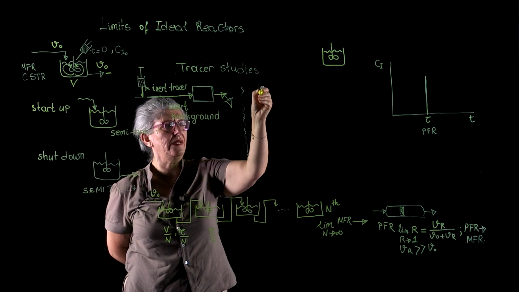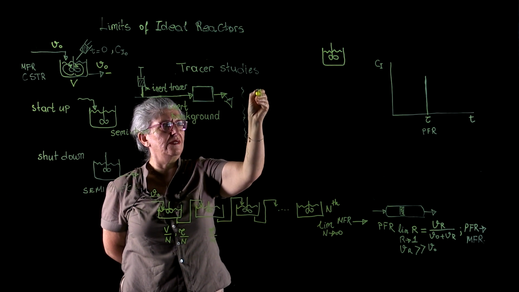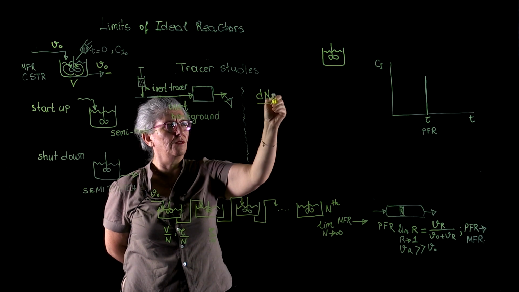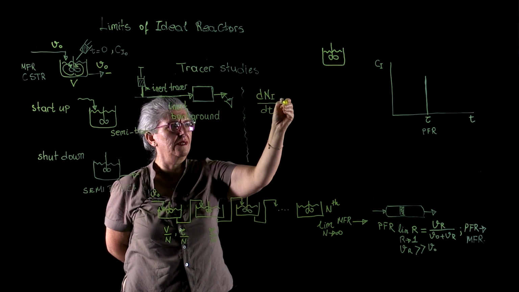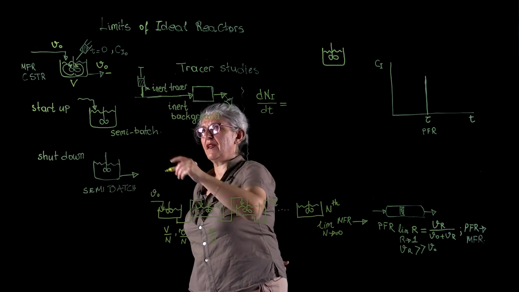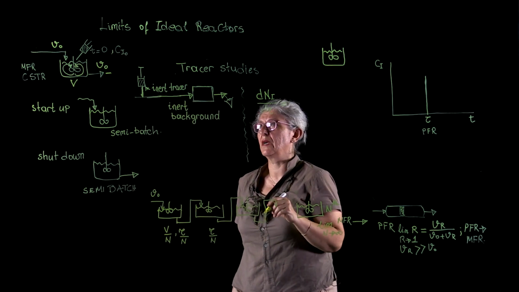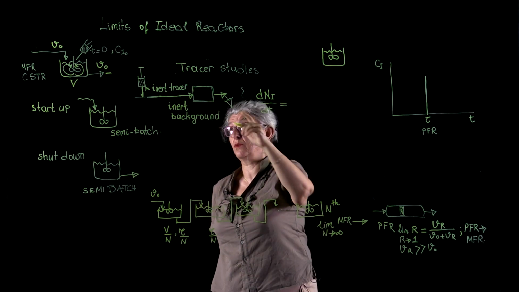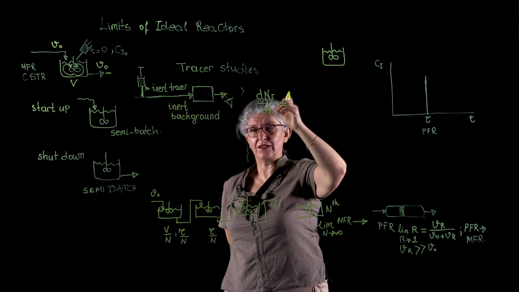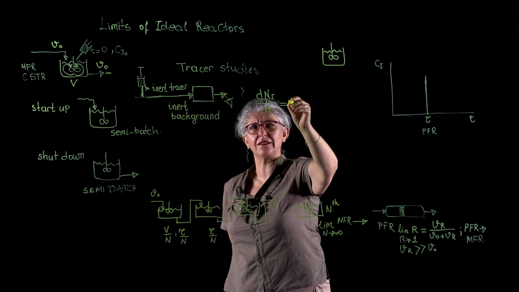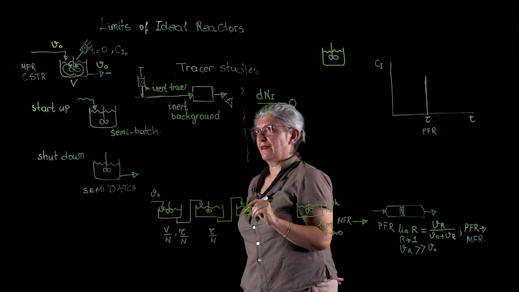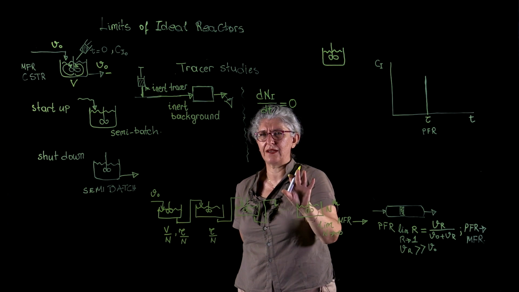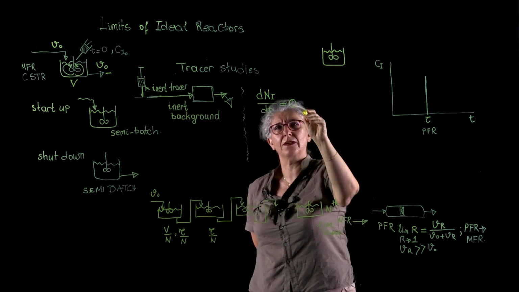Let's start writing our balance equation. dNi over dt is going to be the rate with which I enters into the reactor. At the inlet, there is no tracer. We just dump the tracer inside the reactor, and that's it. We only have pure, blank, carrier background fluid flowing through the reactor.